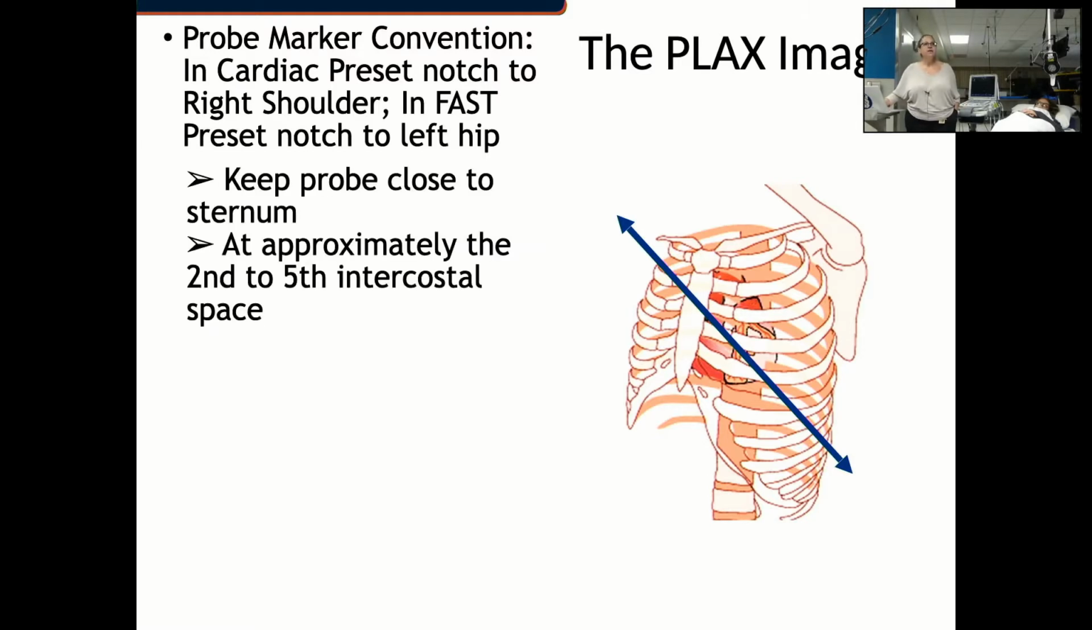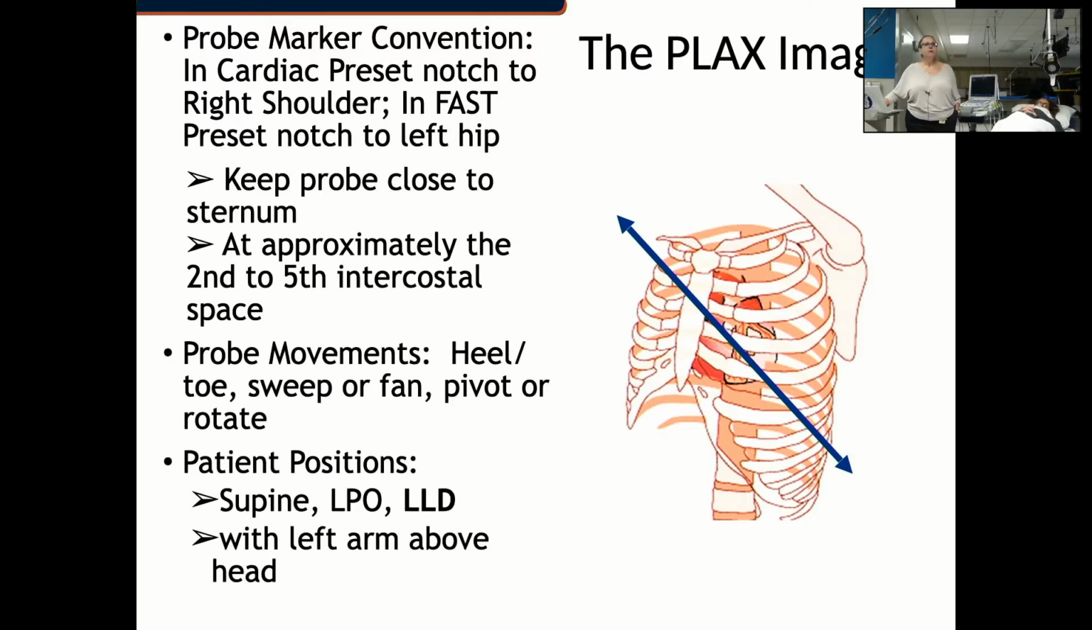You're going to want to keep the probe as close to the sternum as possible, and you're going to be scanning somewhere between the second and the fifth intercostal space. Typically, I will start very high and then move inferiorly if it's not an adequate window. You're going to be using heel-toe, sweeps, and pivots as your motions.